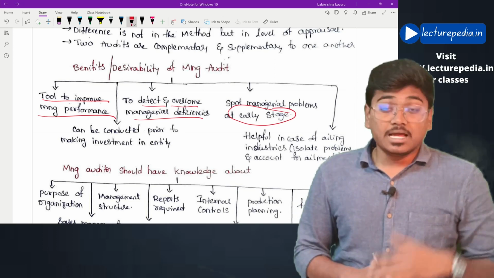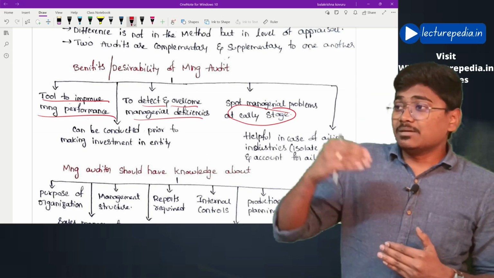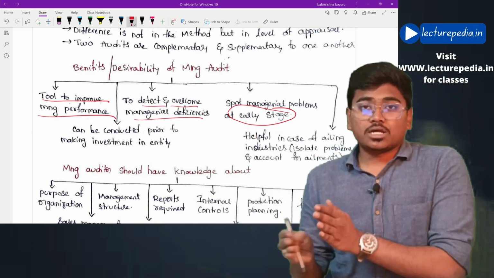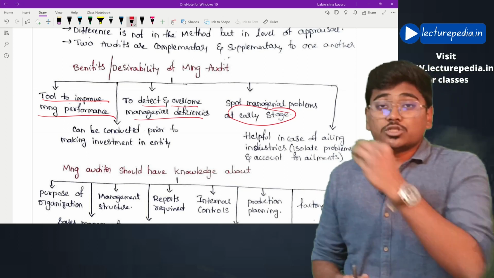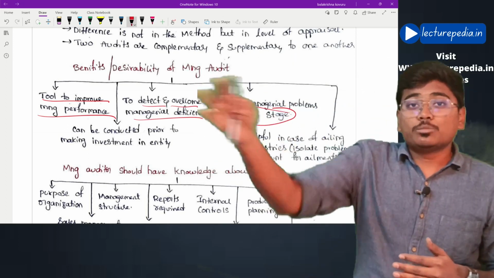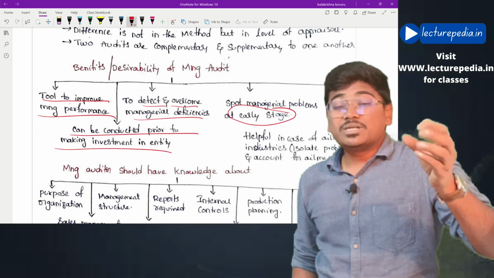Hope this is clear. And this management audit can also be conducted if you want to make any investment in the company. If there is any merger or amalgamation going on, then also you can conduct management audit of that entity with whom you are going to merge. It can be conducted prior to making investment in the entity.